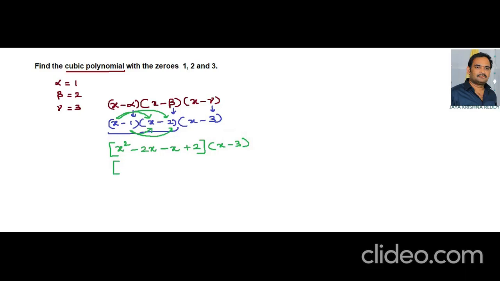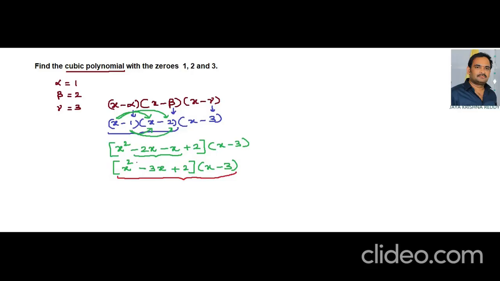Now let us simplify the terms here, x square as it is, and here x terms are there. We have to simplify that. Minus 2x and minus x both are having the same symbol, minus, so keep the minus as it is, and both are having same symbol means you have to add them. 2x plus x is nothing but 3x, that means minus 2x minus x is minus 3x, and the next plus 2 is there into x minus 3. Okay, now we have to multiply these two terms, x square minus 3x plus 2 into x minus 3.